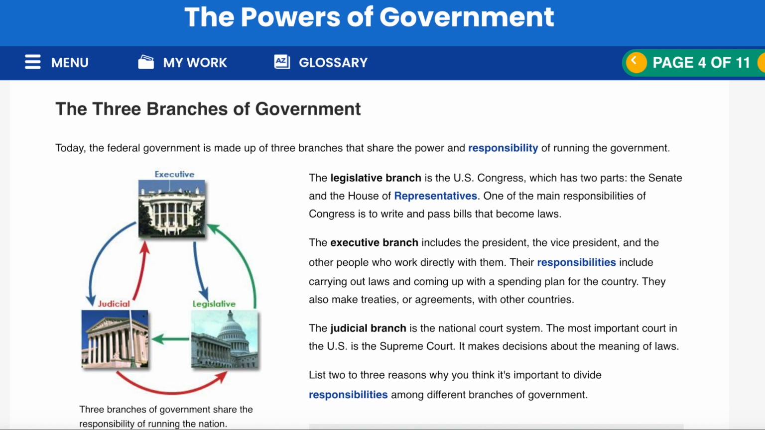The judicial branch is the national court system. The most important court in the U.S. is the Supreme Court. It makes decisions about the meaning of laws.